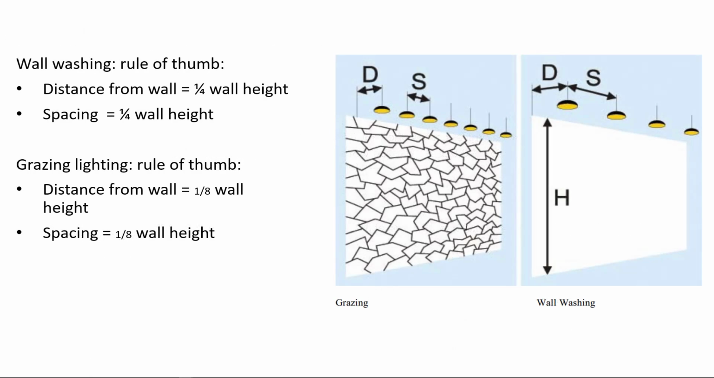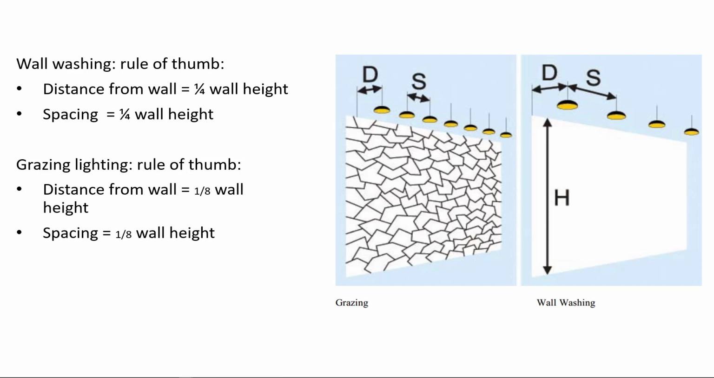Now, you can also use a rule of thumb for wall washing. The rule of thumb here is the distance from the wall is 1/4 of the wall height. And that's pretty straightforward. You have a 12-foot wall. You should space the light fixtures, the recessed cans or other recessed lighting, 1/4 of that, so 3 feet apart, both apart and 3 feet from the wall.